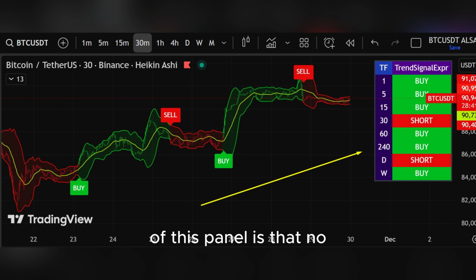The biggest advantage of this panel is that no matter which time frame you are currently using, you can instantly see the trend direction of all other time frames in real time. For example, if you are trading on the 1 minute chart but want to know how the trends look on the 15 minute or 1 hour chart, the panel automatically shows you whether that time frame is in a buy or short state. This way, you can check the direction of the higher time frames before entering a trade and make more confident, safer decisions.